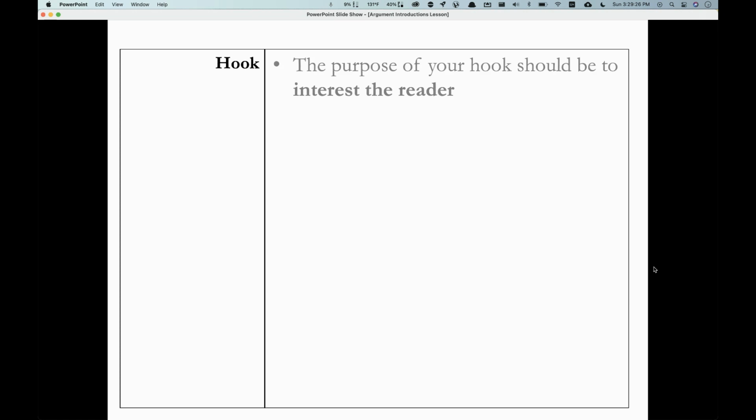So the hook. The purpose of a hook is to interest the reader, right? Or at least this is the purpose with respect to the person who will be reading or consuming your argument.